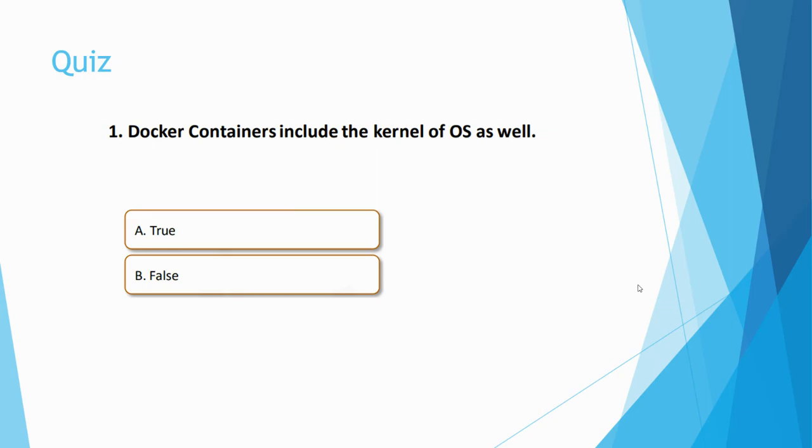Bindu, true or false according to you? False. Yes, false, because the Docker container does not have any kernel. Only basic binaries will be part of the Docker container. So it will be sharing the kernel from the OS level. So Ubuntu OS is there, right? From the OS, it will be sharing the kernel. So your answer is correct, false.